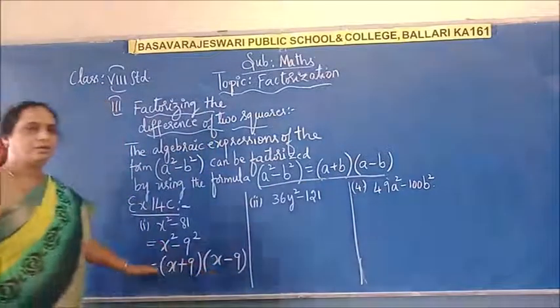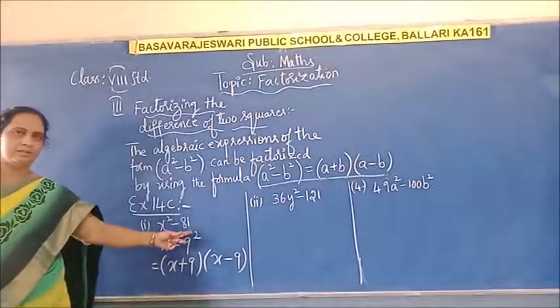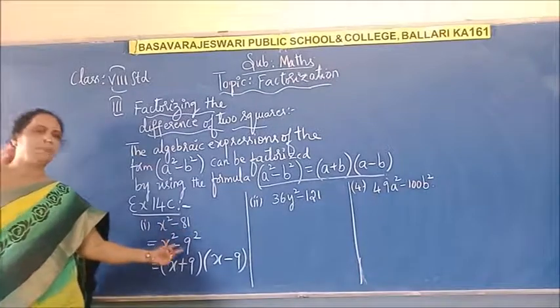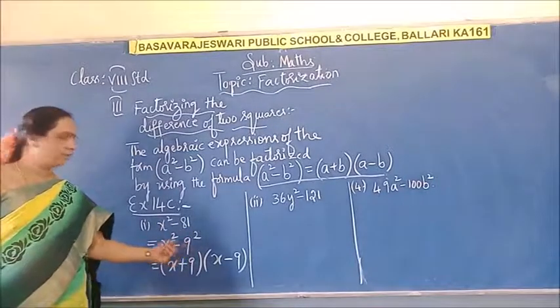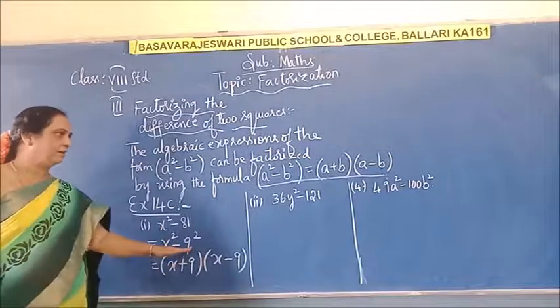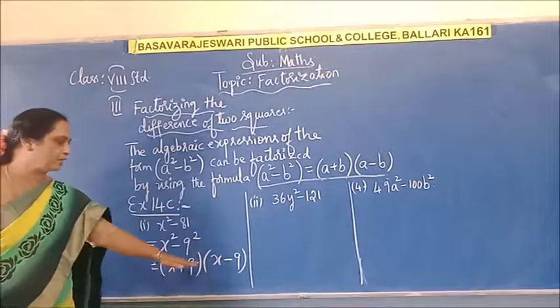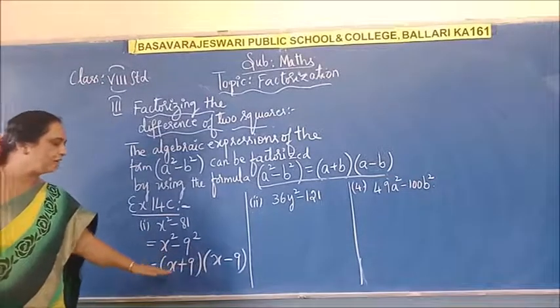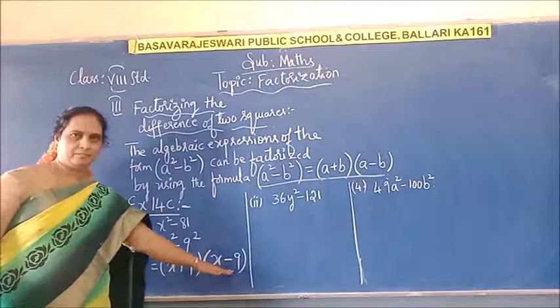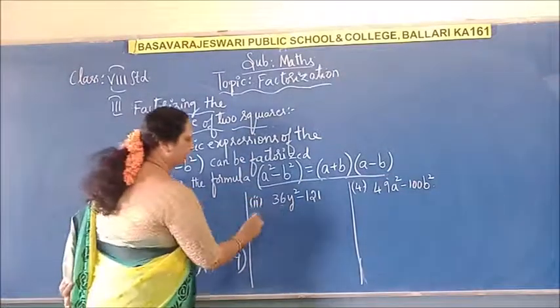Follow? Look at this example. I have written 81 as 9 square. Now it is of the form a square minus b square. In place of a you have x and in place of b you have 9. So now resolve this into the form a plus b into a minus b. So it is x plus 9 into x minus 9. Let me show you one more example. Okay, look at this example here.